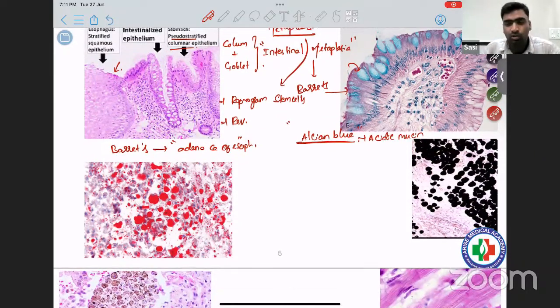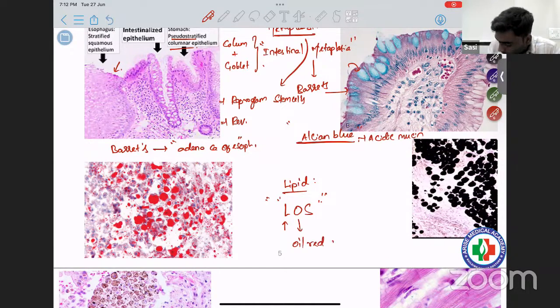Next, if you look at the stains, first look at the lipid stain. Remember, if you are becoming fat, you need to lose fat. Remember LOS, lose fat, for this mnemonic. For lipids, we'll use two stains. One is known as what? Oil red O. In this stain, the fat will look red.